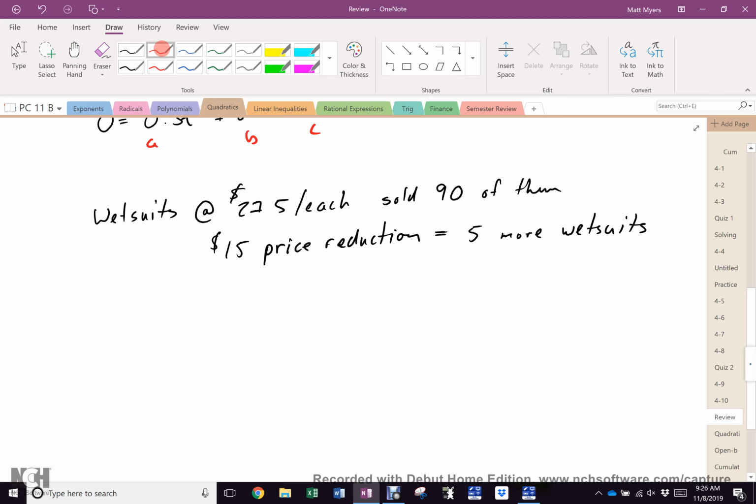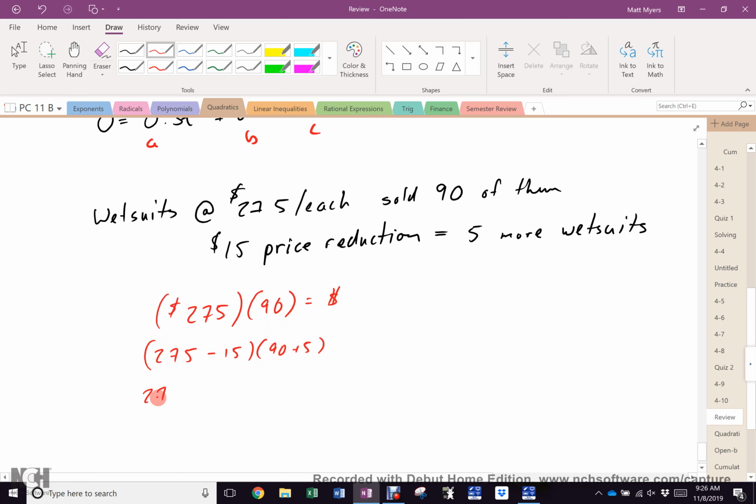When I sold my wetsuits originally, I sold them at $275, yes? And $275 times 90 wetsuits, that equaled my money, right? Everyone agrees? All right. But if I dropped $15, what happened to my 90? It became 90 plus 5, yes?